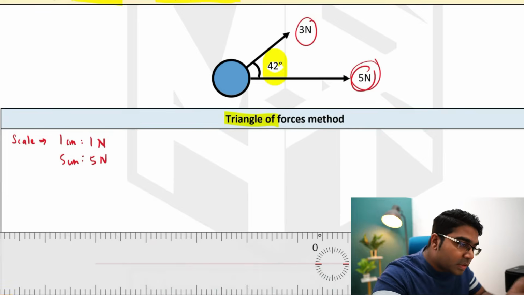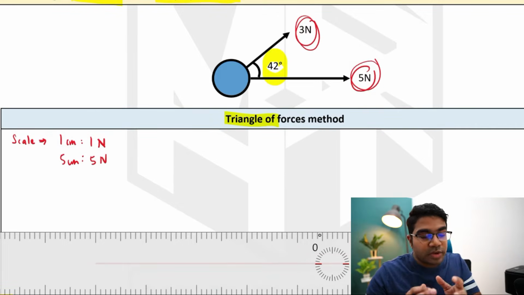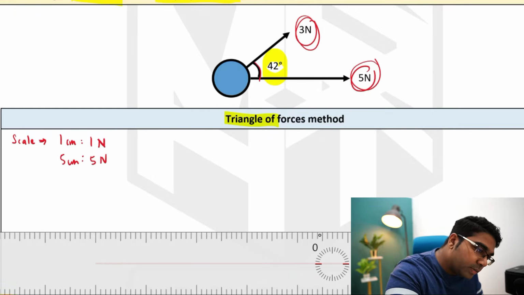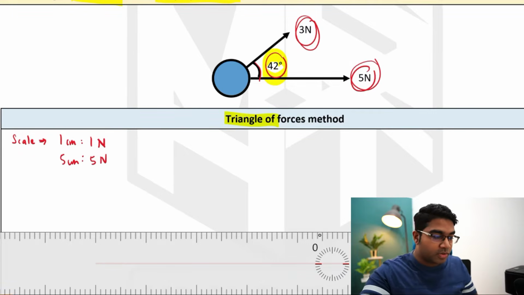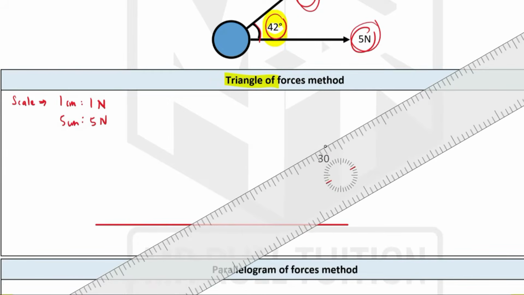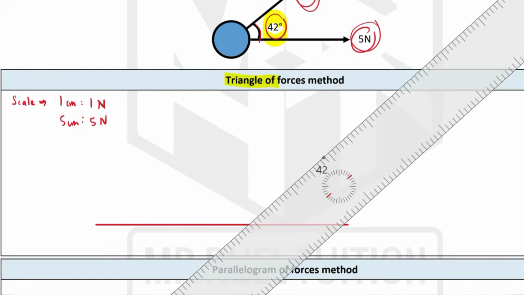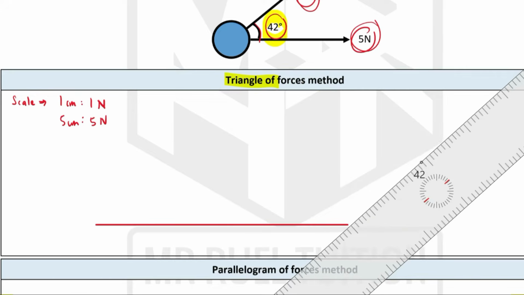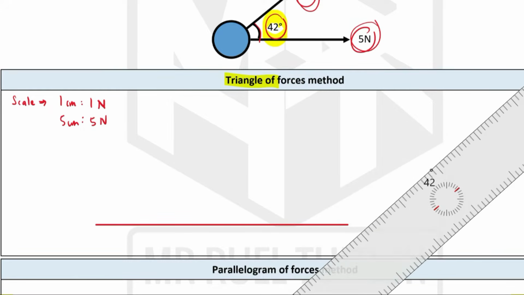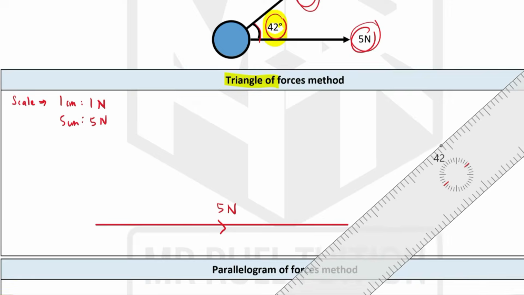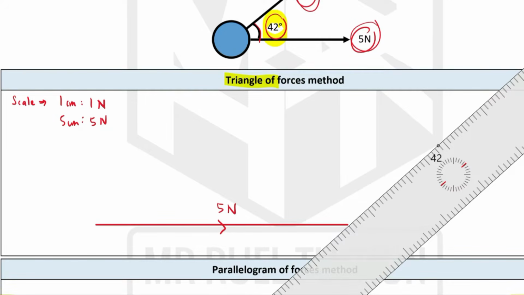Alright, now the next force is 3 newtons. This is a bit tricky because the angle here is 42 degrees. So you need to use a protractor and get an angle of 42 degrees from the horizontal, and then you need to draw 3 centimeters from this end. Remember, we are adding vectors here. So let's label this force first. This is 5 newtons. I'm going to add 3 newtons from here. So again, 3 newtons using our scale would be 3 centimeters. And so I'm going to draw 3 centimeters.